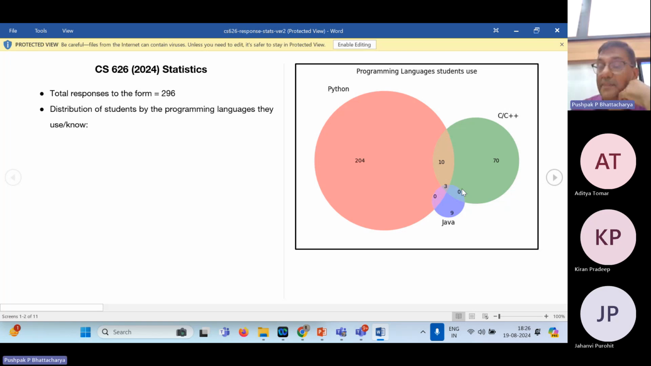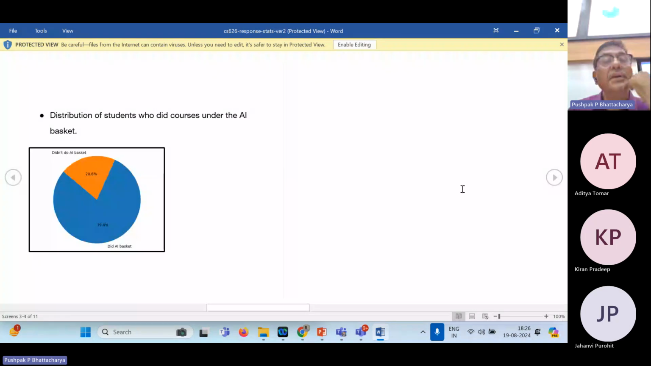Students by their departments, mostly CS. Distribution of students who did courses under the AI basket. By AI basket, we mean computer vision, speech processing, machine learning course, basic AI course, and so on. So we find that about 79.4% of the class did AI course before, which is very nice. Very encouraging situation that way.